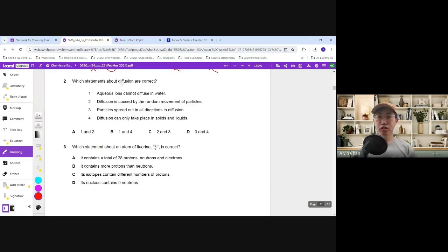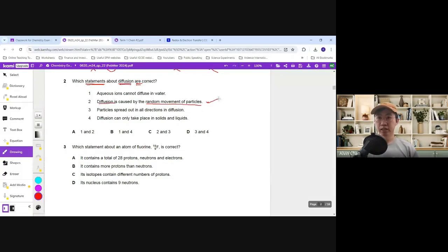Statements about diffusion are correct. Number one, aqueous ions cannot diffuse in water. Okay, so let's say I'm a student. I'm not very confident whether statement number one is correct or wrong. I don't put any symbol. Read number two first. Skip. Diffusion is caused by random movement of particle. Correct. This is absolutely correct. That's the keyword for diffusion.